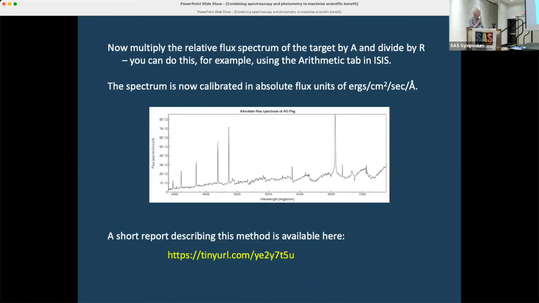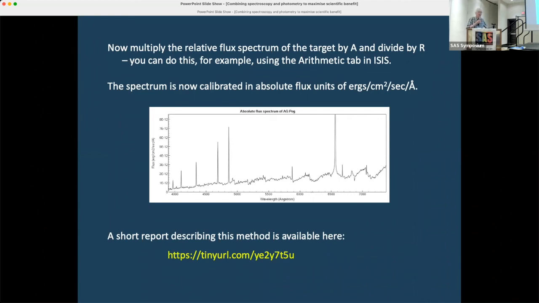Next slide, please. What you do is you multiply your relative flux spectrum of the target by A and divide it by R. And that's easy to do if you're using something like ISIS, the arithmetic tab, for example. And as if by magic, you now have a spectrum calibrated in absolute flux units of ergs per square centimeter per second per angstrom.